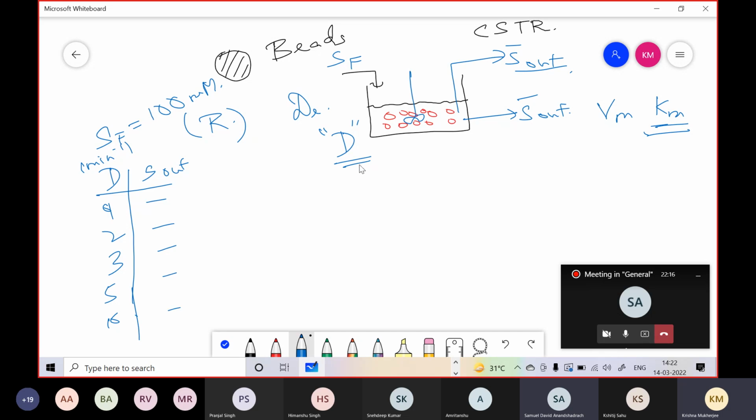Now, can you do this? And then the reverse question: given S out values at these different D rates, and given the Vmax and Km, assuming they have not changed, can you determine the values of S out? From the S out value, determine the diffusion constant and the radius of the bead. Suppose the radius of the bead is given to you, and then what is dE?